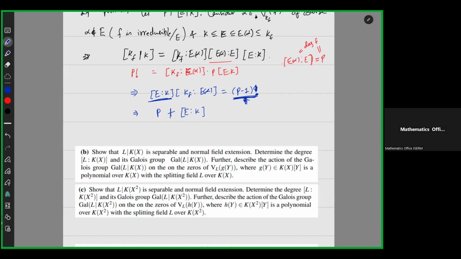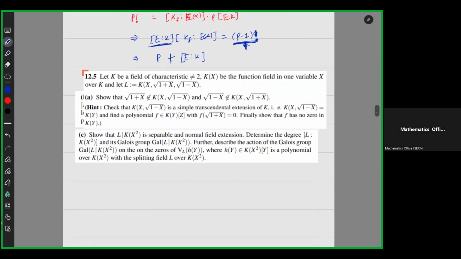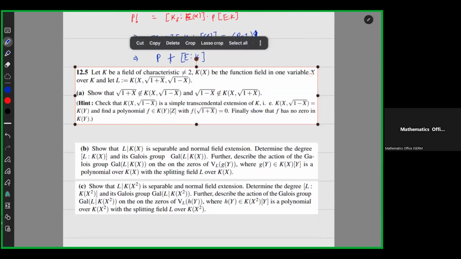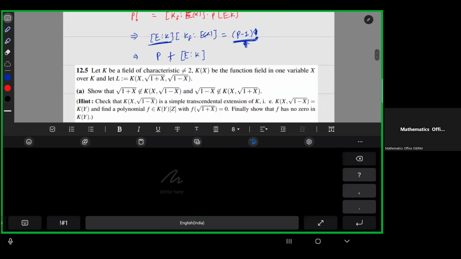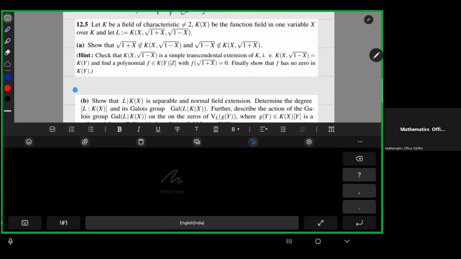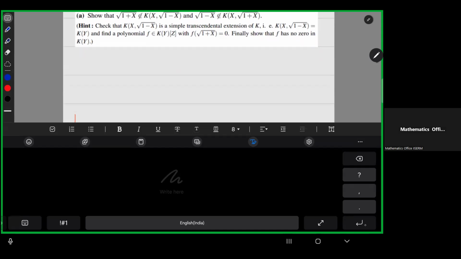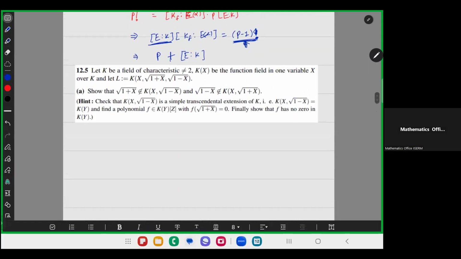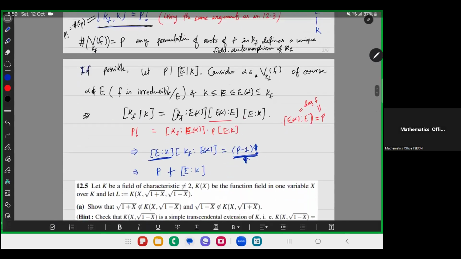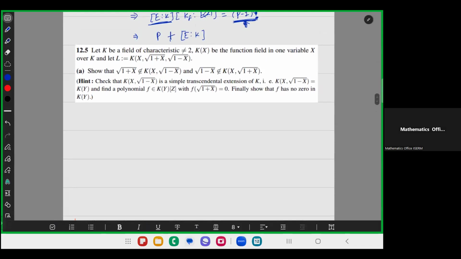Okay, so what next we have is this. I started late today. I was waiting to see if someone is joining or not. No one joined, so I will stop early. It is about an hour I started. Let's see the next question.